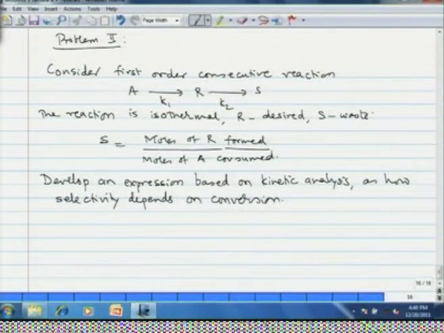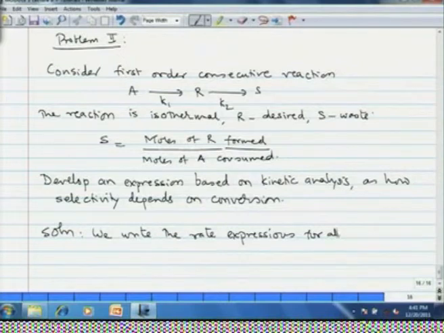Now, our approach is exactly the same as earlier. We have to first write the rate equations, rate expressions for all the three components. dCA by dt is equal to minus K1 into Ca. We assume all reactions to be first order. We also assume that the whole process is isothermal, so no heat effects.